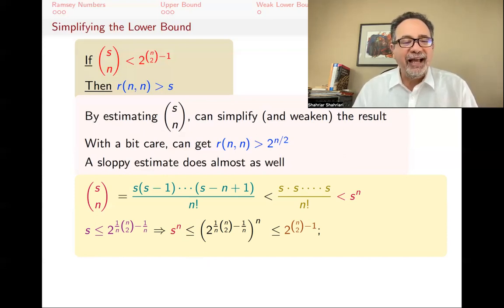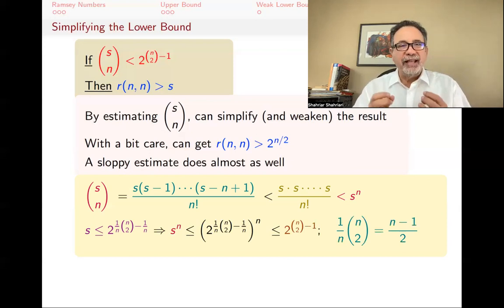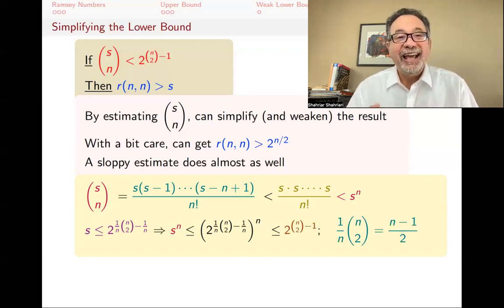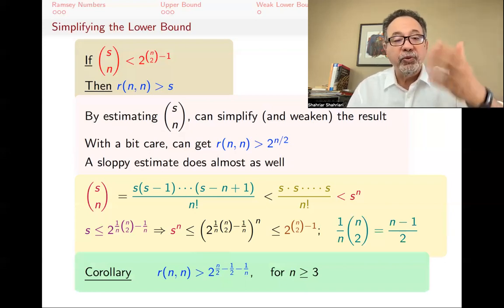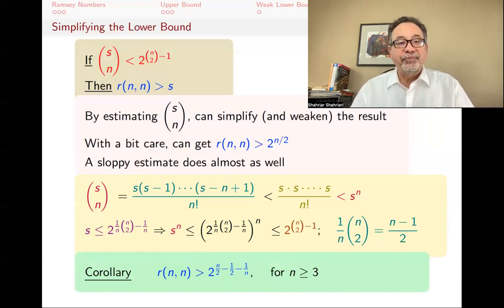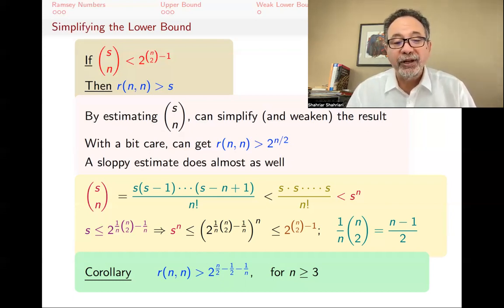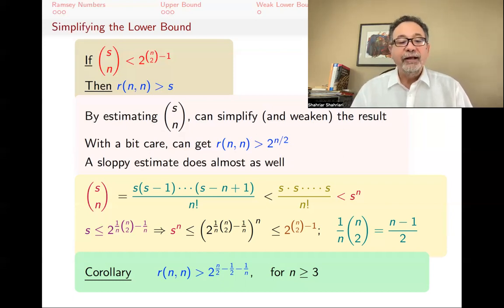And what is that guy a little bit? Well, the exponent of 2 was 1 over n choose 2 minus 1 over n, and the 1 over n choose 2 is n minus 1 over 2, or n over 2 minus 1/2. So the corollary is that, well, R(n) was supposed to be greater than S, and so as long as S is less than this number, we're okay. So R(n) is greater than 2 to n over 2 minus 1/2 minus 1 over n.